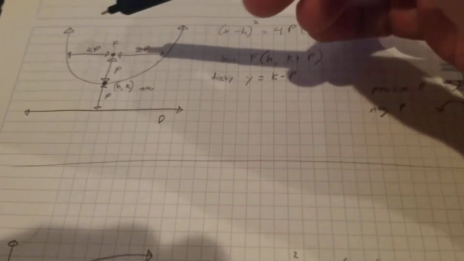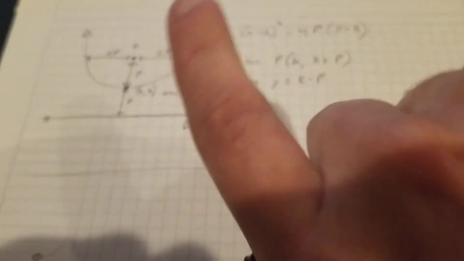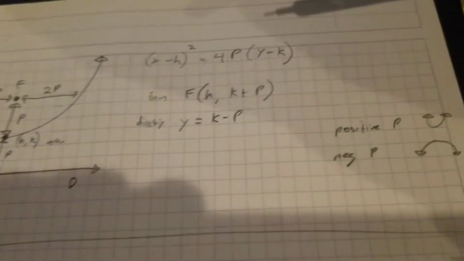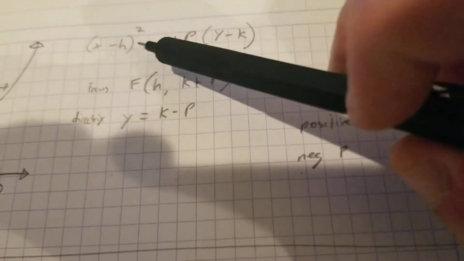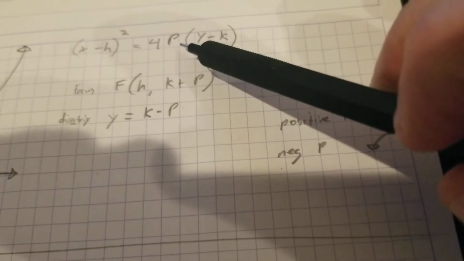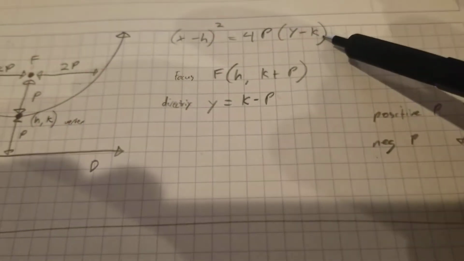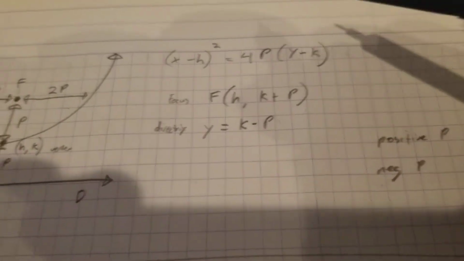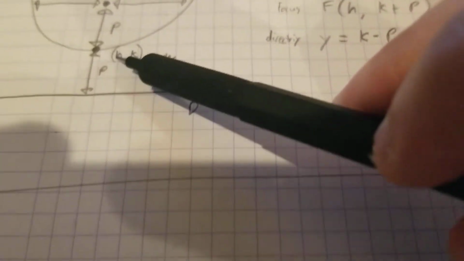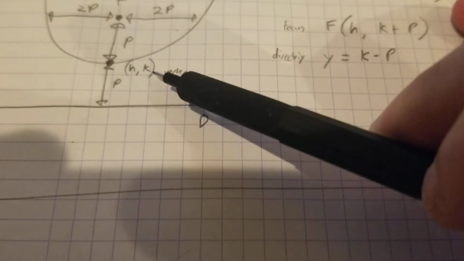So we're going to talk about first the parabolas that open upwards. Standard form here: (x minus h) squared equals 4p times (y minus k). And so the first thing we're going to look at is our vertex here. That's going to be h and k.